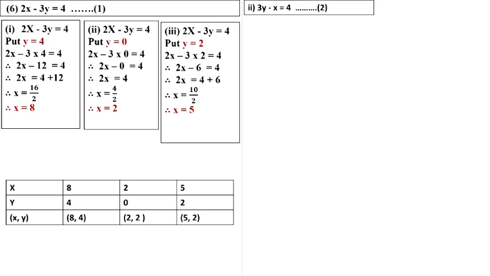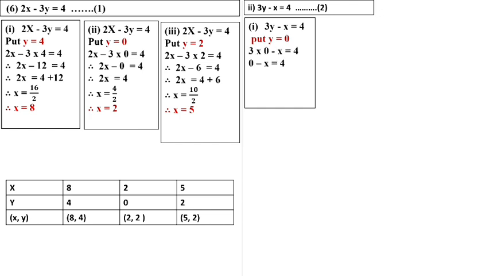The second equation of question number 6 is 3y minus x equal to 4. So here we will take the value of y equal to 0. 3 into 0 minus x equal to 4. 3 times 0 is 0. Minus x equal to 4. So here minus x equal to 4, the minus sign will go to the right side, so x equal to minus 4.